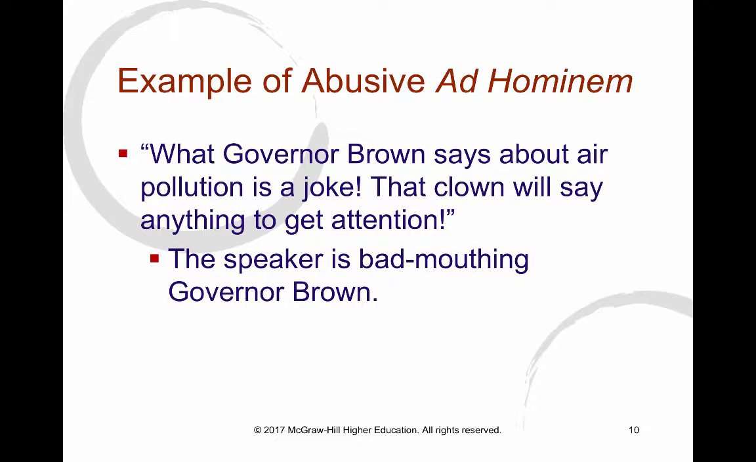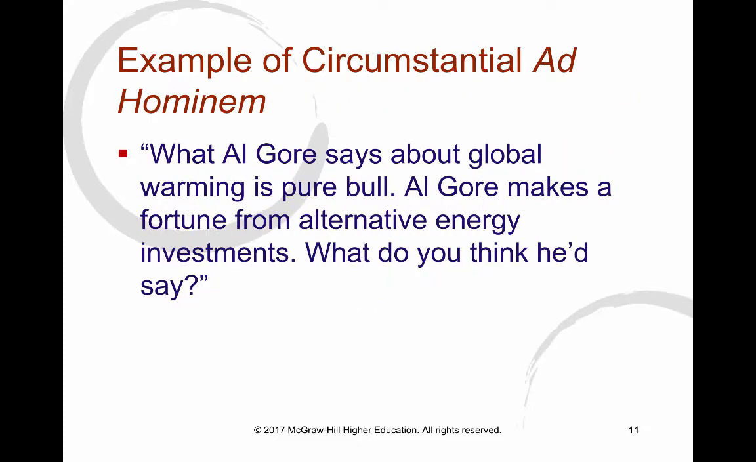Here's an argument. What Governor Brown says about air pollution is a joke. That clown will say anything to get attention. In this argument, I'm not positive, but it looks like the issue being discussed is air pollution. It seems that the argument is, Governor Brown is a clown who will say anything to get attention. Therefore, what he said about air pollution is wrong. The person is attacking Governor Brown and using that as evidence that the claim the governor is making is wrong.